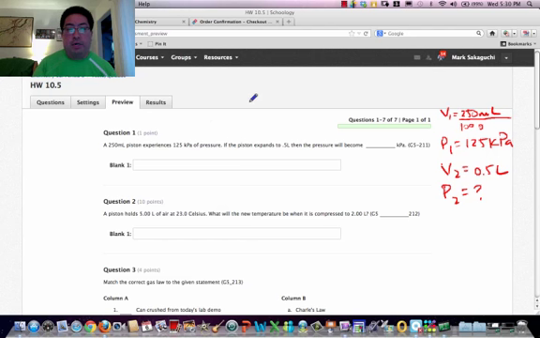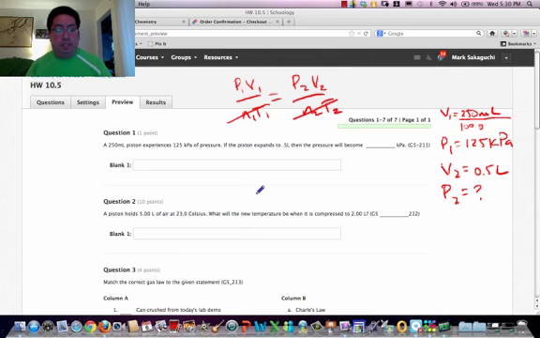And let's say you didn't know which gas law to start with. You can always start with P1 V1 over N1 T1 equals P2 V2 over N2 T2, and you can see what's missing. We didn't have any N or T, so this is Boyle's law. Okay, so that's question one.